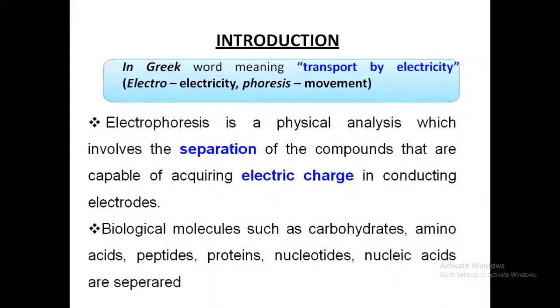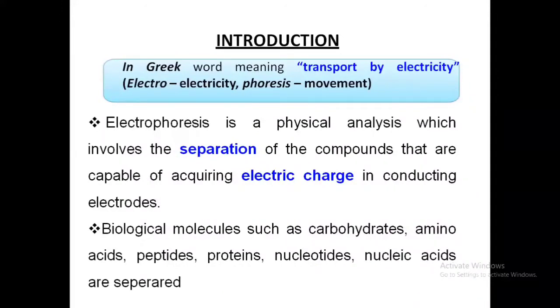In electrophoresis, what are we going to do? We are going to do the separation. That's why electrophoresis is called a physical analysis through which we separate compounds. But the separation of compounds we can't achieve simply. For that purpose, we apply an electrical charge or electrical field between two electrodes.